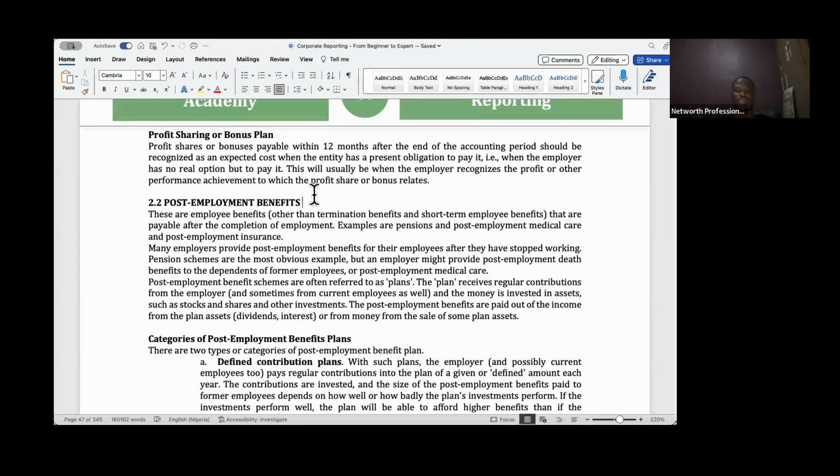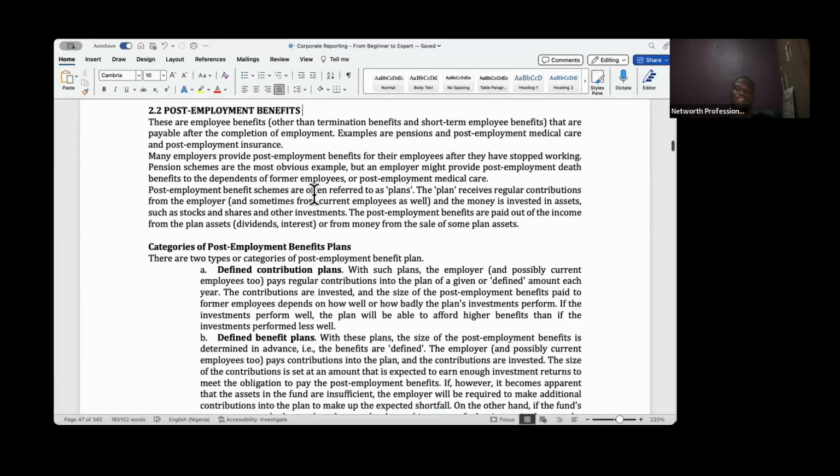Because this has to do with a benefit that will arise much later in the future, the way it works is that employers usually have a plan or a post-employment benefit scheme. We mentioned it last week. And IAS 19 categorized these plans into two. We have the defined contribution plan, and also the defined benefit plan.